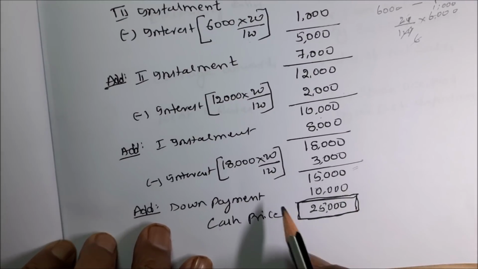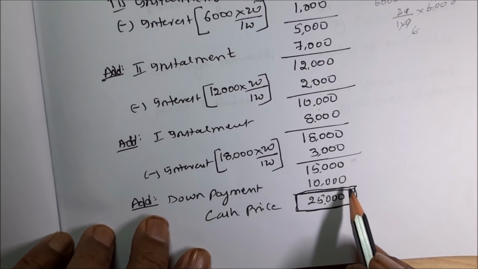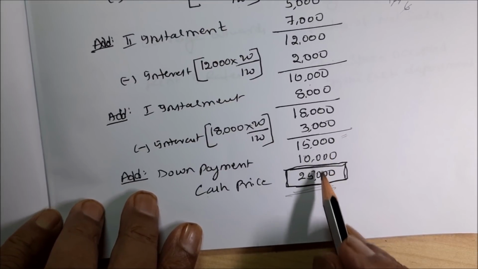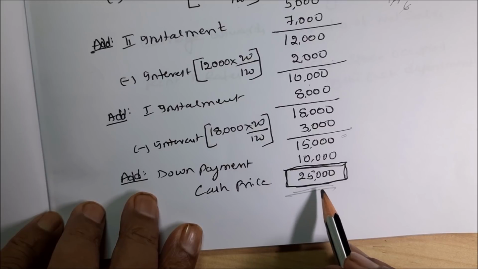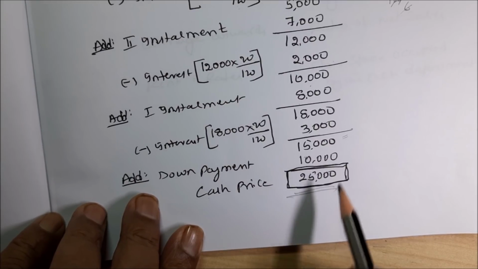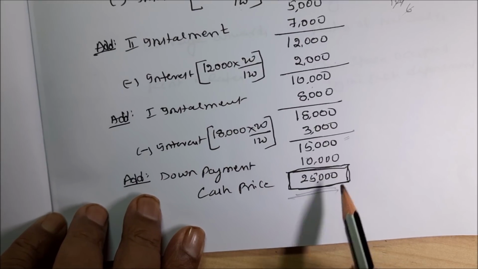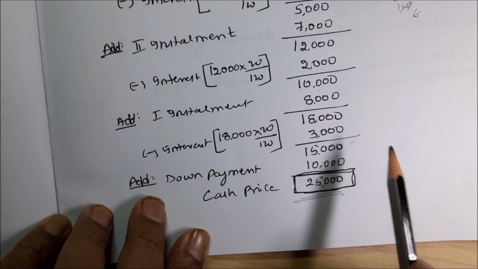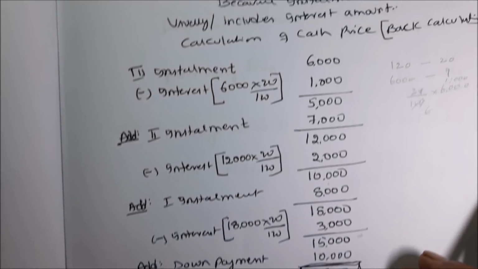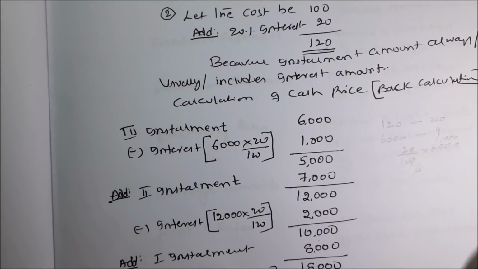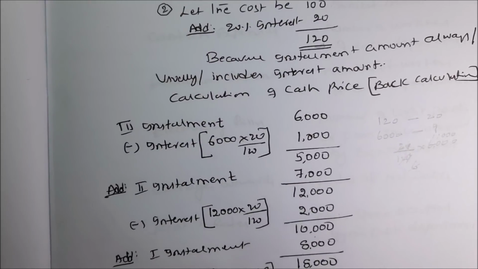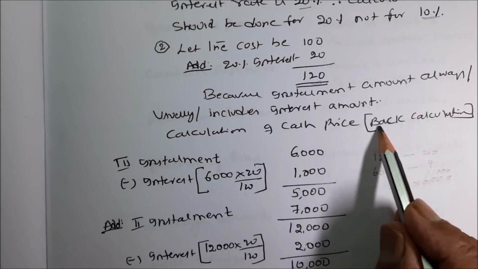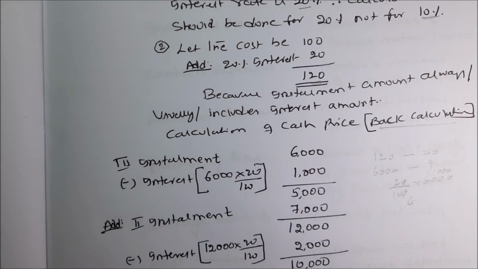The down payment. If you add the down payment of 10,000, then it becomes cash price. Then 15,000 plus 10,000, 25,000 becomes the cash price. This is how you have to calculate. This is one of the methods. Even you can do it in the table method when you have seen the textbook. But this is a method I used when I was studying BCom. This is the easiest method of calculating cash price, which is called the back calculation method.